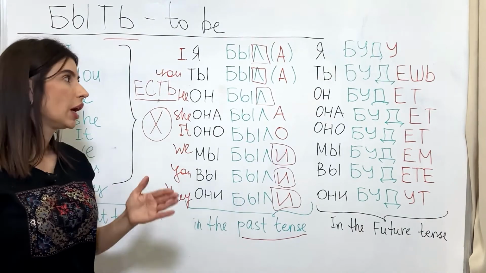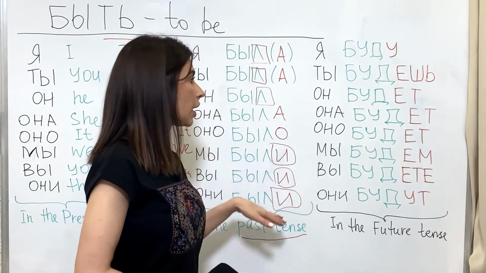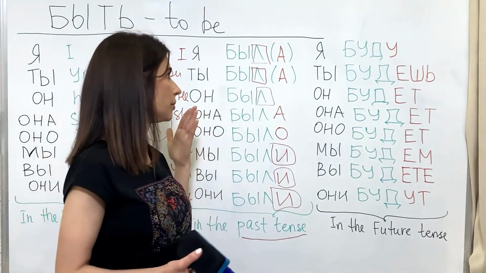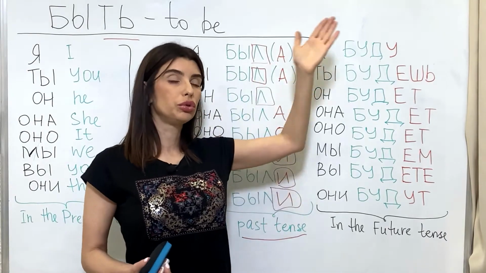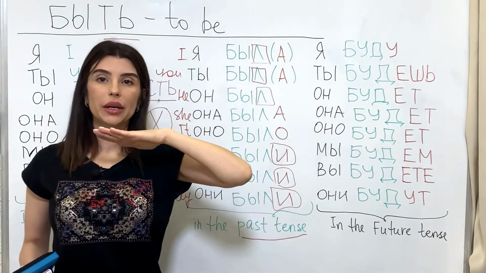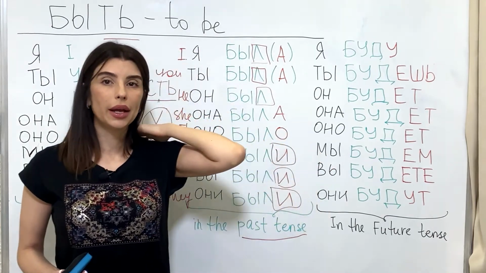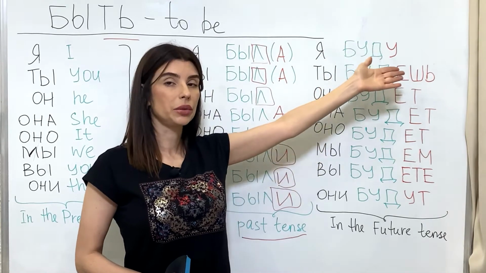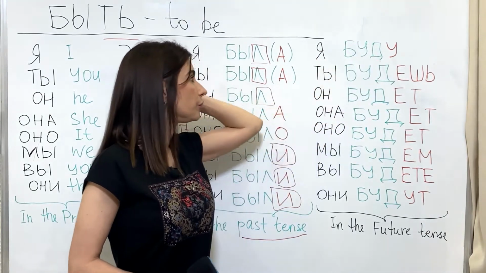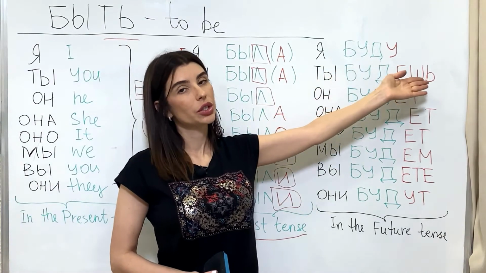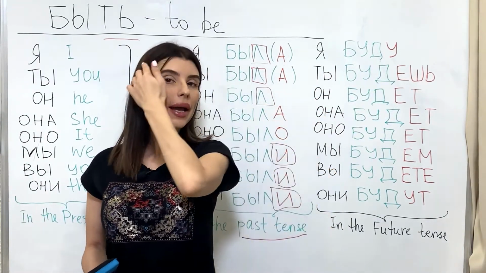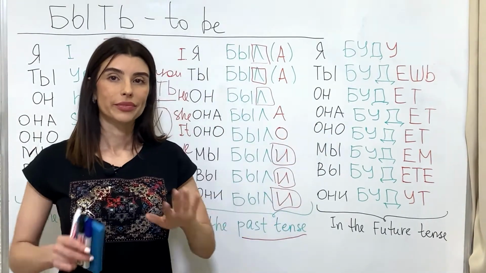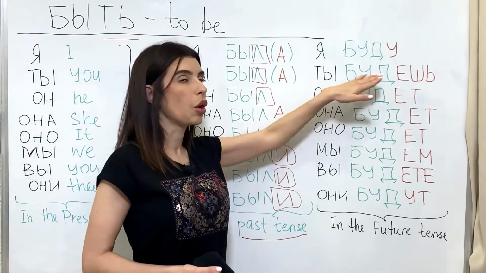Past tense. And the future is also not so difficult. You just need time to memorize it. Я буду. It doesn't depend on whether I am a woman or a man. Я буду. At the end will be у. Буду. Ты будешь. It doesn't matter if you are a man or woman. If I'm talking with a girl or with a man, it doesn't matter. I will tell you будешь.